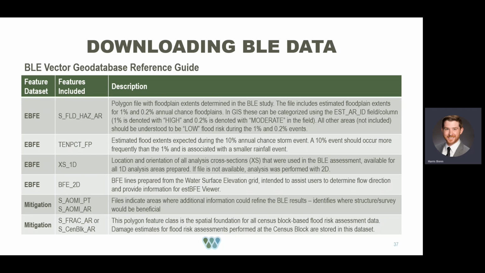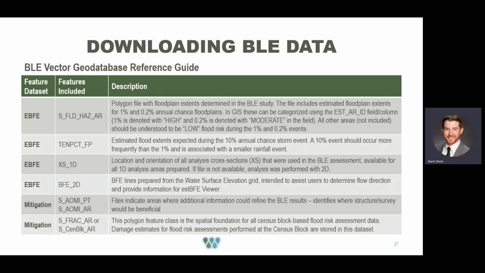The XS_1D feature class details the location and orientation of all analysis cross-sections that were used in the BLE assessment. It is available for all 1D analysis areas prepared. If the file is not available, analysis was performed in 2D. The BFE_2D feature class contains BFE polylines created from the water surface elevation grid. It is primarily intended to assist viewers to determine flow direction and provide information for the estimated BFE viewer.